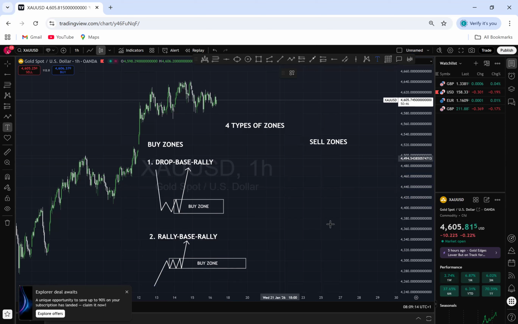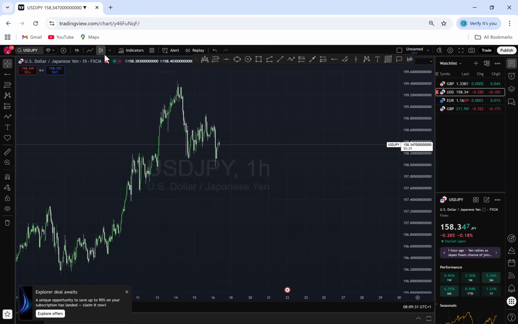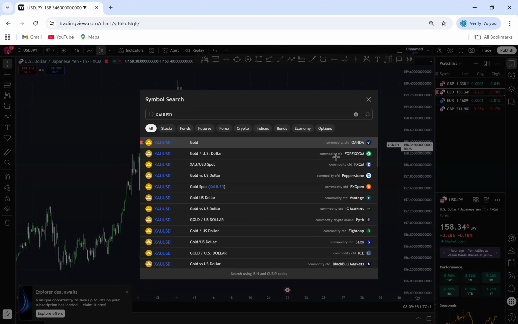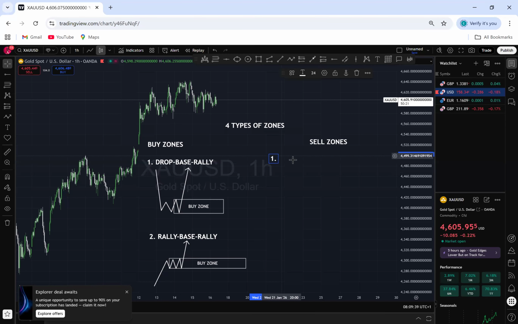So the first kind of sell zone we have is the drop rally base drop.